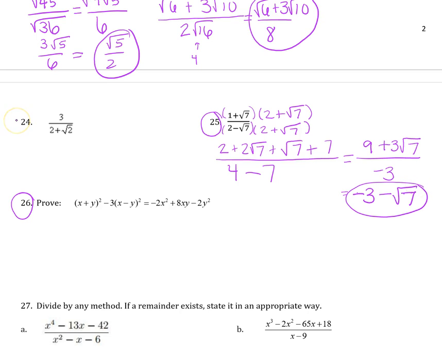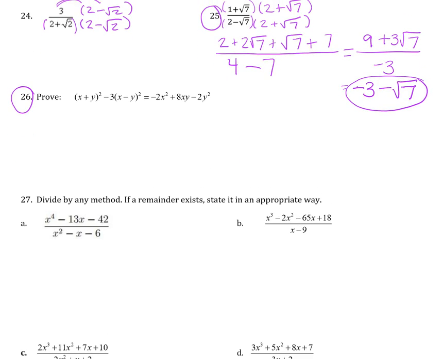Just to get you started on 24, again, you have a binomial in the denominator, so you're going to have to multiply by the conjugate, which is going to be 2 minus radical 2. The denominator is going to be FOILed, and again, you're just really figuring out the first and last terms because your middle ones are going to cancel. In the numerator, I just have 3 times each of these, so just distribute. So recognize the difference. The numerator is just distributing the 3 to each. This one you have to FOIL.